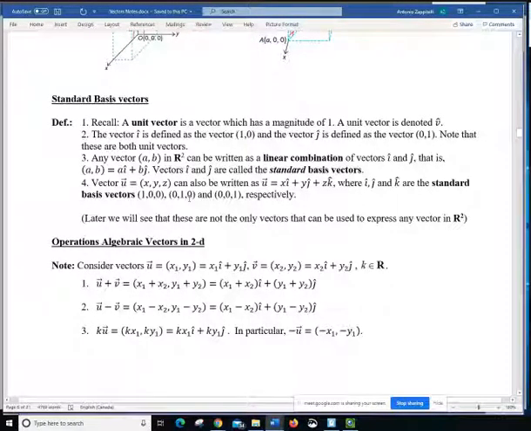If we look at these operations on 2D vectors defined algebraically, again, we see that adding vectors is just a matter of adding the individual components. Subtracting is a matter of subtracting the individual components, and scalar multiplication is just multiplying each component by that scalar. And of course, the special case of that is the opposite vector, which is just multiplying each component by -1.